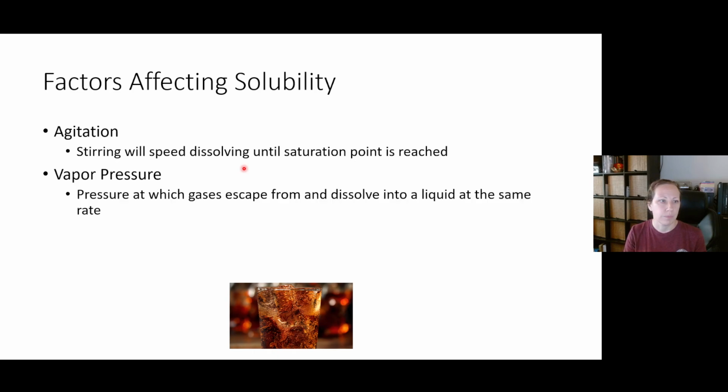And vapor pressure. That is the pressure at which gases escape from and dissolve into a liquid at the same rate. That is what vapor pressure is defined as.